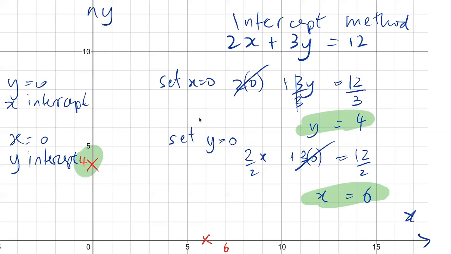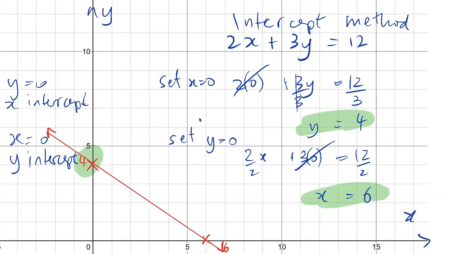The line now simply passes through those two points. So we go ahead and sketch a nice line that passes through those points. And just to show that it continues forever, we head off in that direction.